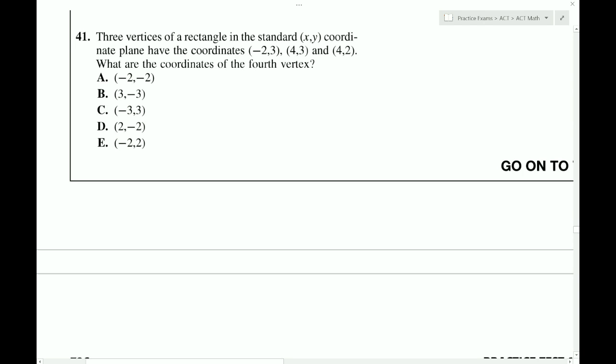3 vertices of a triangle are this, this, this. What is the 4th vertex? Oh, it's a rectangle, sorry. So if you notice, this y value repeated already, so then this y value also has to repeat. And then this x value already repeated, so then this x value also has to repeat. So we get -2, 2.